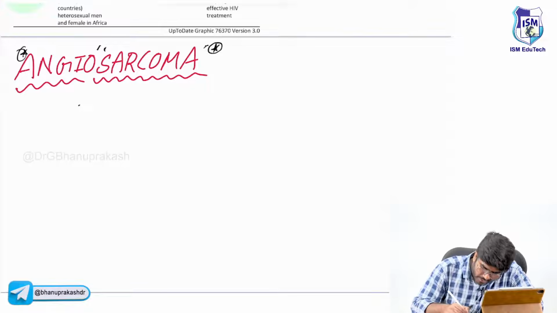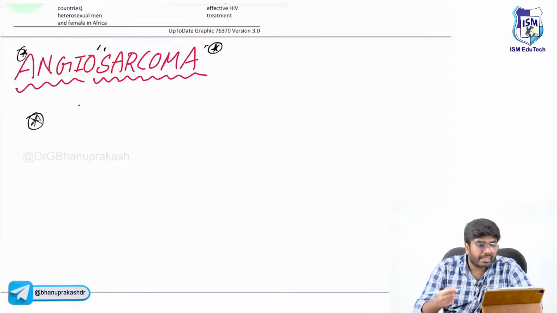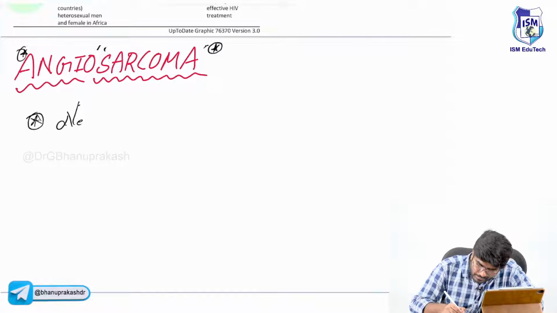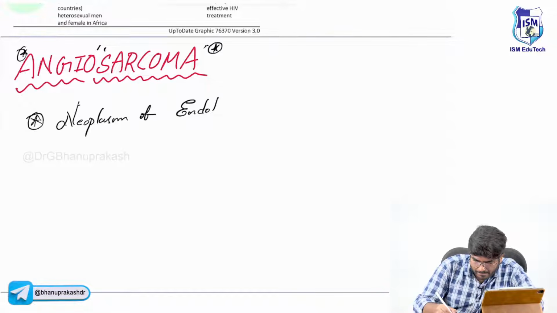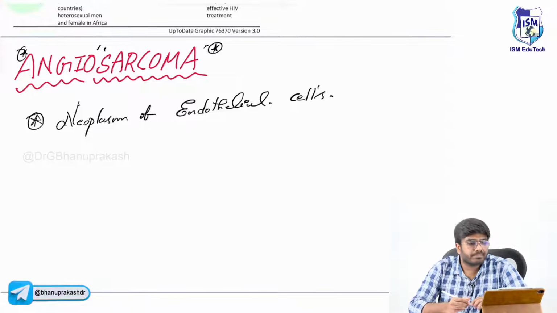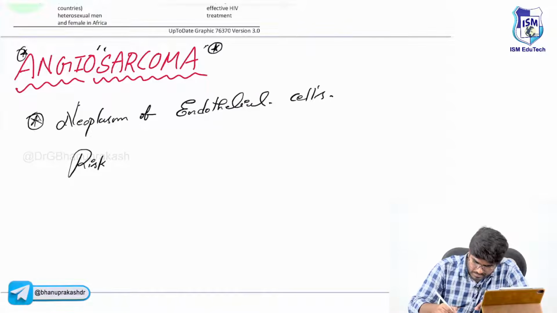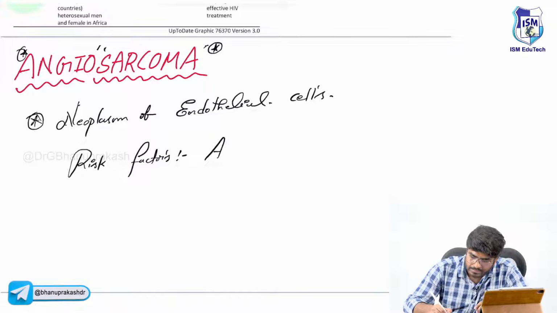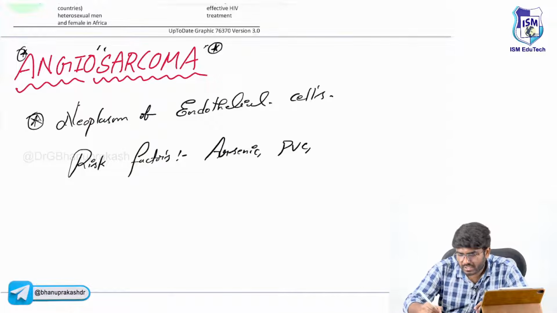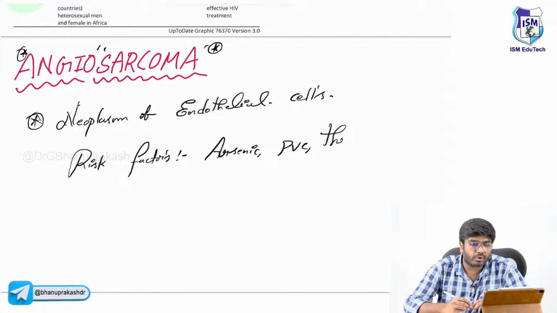Okay, let me write the first important points. Angiosarcoma is a cancer, a neoplasm of endothelial cells, so cancerous endothelial cells. What are the risk factors? Risk factors include arsenic, polyvinyl chloride exposure, and thorotrast.